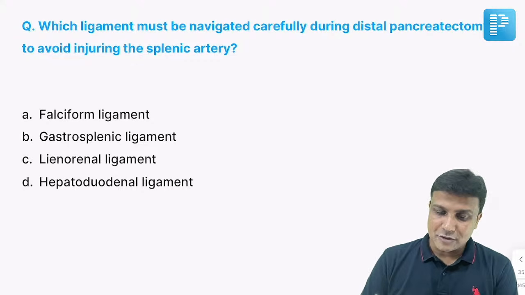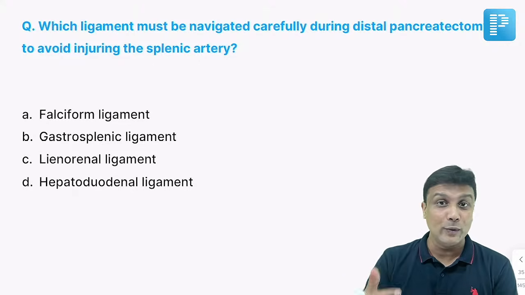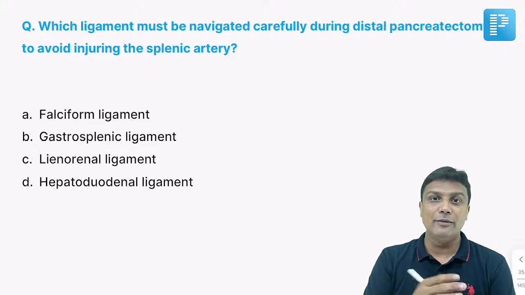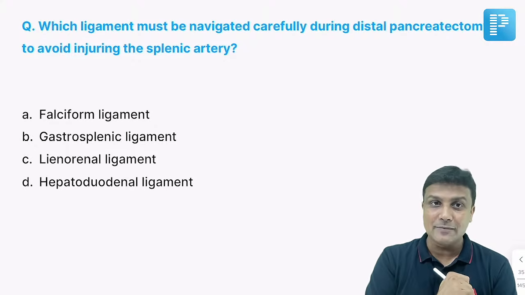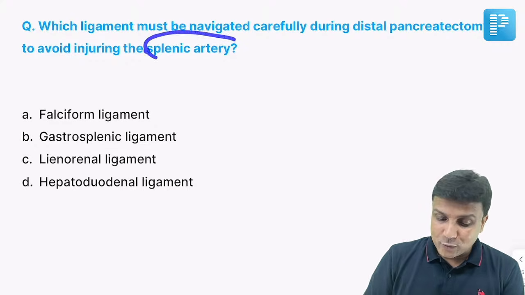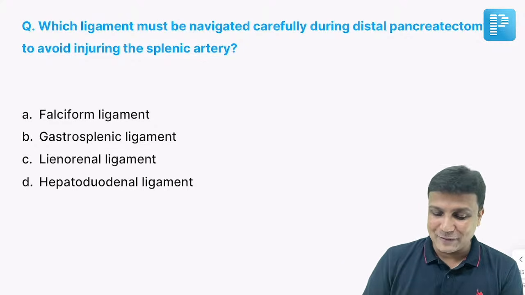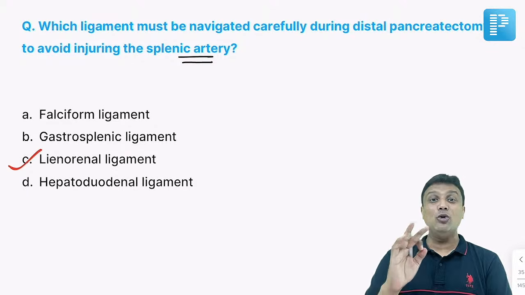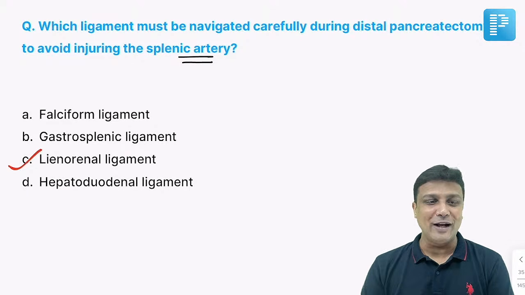Now try to read the question, you'll be able to answer here. Which ligament must be navigated carefully during distal pancreatectomy? You know very well, pancreas will have the head, body and tail, and the tail of the pancreas will be lying there in the hilum of the spleen. To avoid injury to which artery? To avoid injury to the splenic artery, and we know very well it is going to pass through which ligament? Splenorenal ligament, which is also referred to as lienorenal ligament, sir.